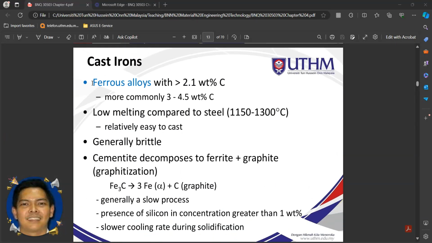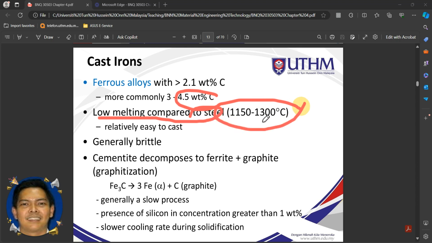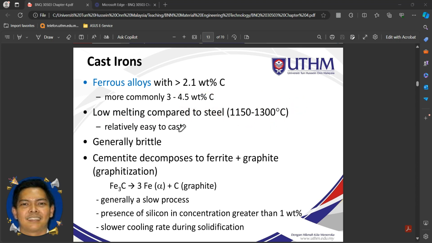Okay, the cast iron. Cast iron consists of ferroalloy with over 2.1% of carbon. More commonly, it consists of between 3 to 5% carbon. It has a low melting point compared to steel, in the range of 1150 to 1300 degrees Celsius. So it means that it is relatively easy to cast.